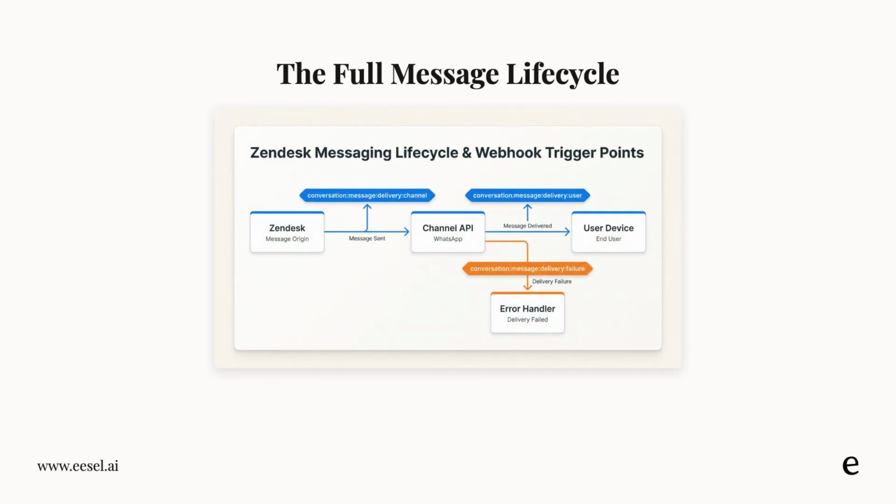Here's the full life cycle. The message leaves Zendesk, gets handed to the channel API, travels to the carrier, and finally lands on the customer's device. Each of those hops can fail silently, unless you're listening for the right webhook events.